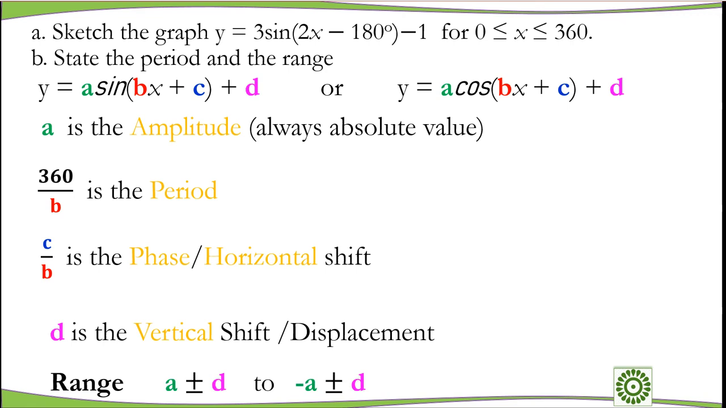Then to find your range, you just have your A and you add or subtract D, depending upon the sign, to get your first range, the biggest number. And you take the negative of A, and you add or subtract D, depending upon whether the D value is positive or negative, to know the minimum number for the range. So the range is the biggest to the smallest: positive A plus or minus D, and negative A plus or minus D.